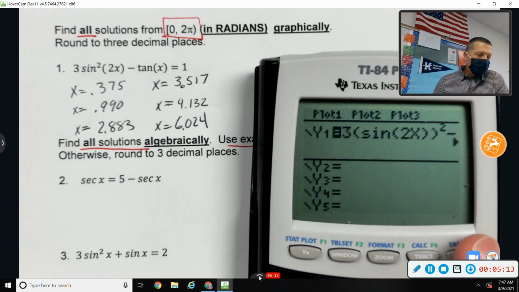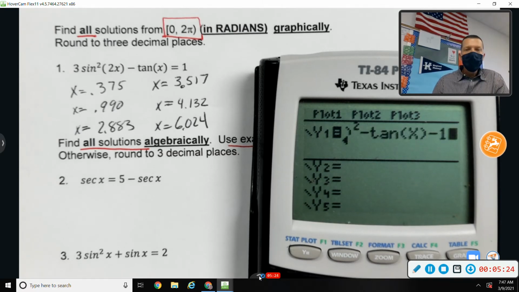Three, open parentheses, sine of 2x, close it, close the 2x, close the sine, and then square it. So that's kind of tricky. Tangent of x, that was pretty easy. And then don't forget to move the 1 over. What's that like when I put that equation in?